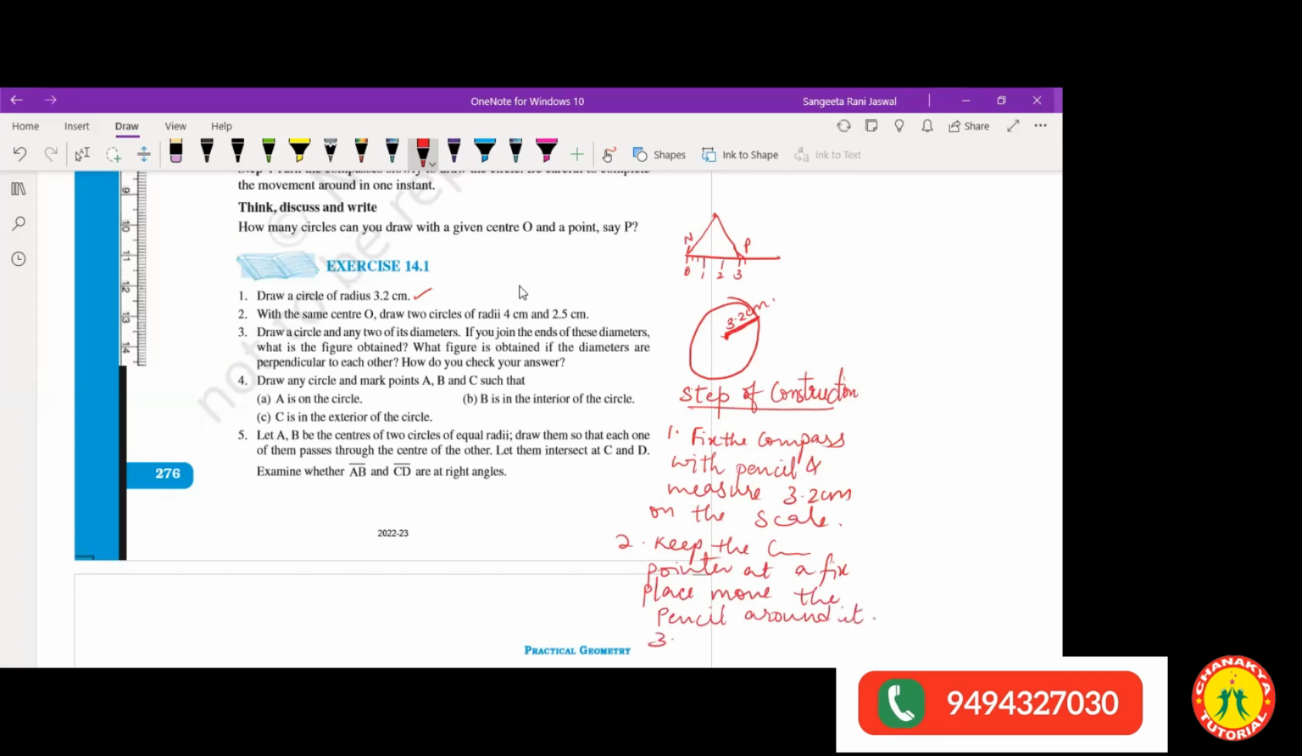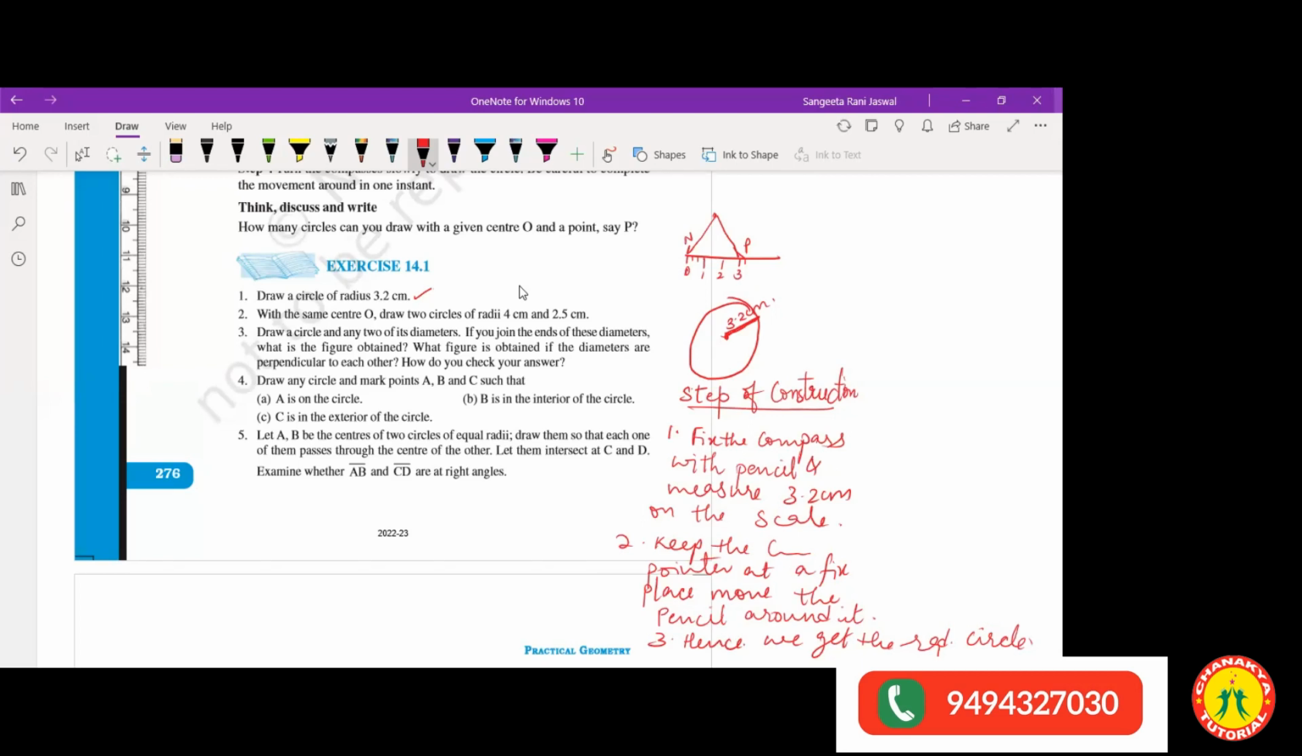Third step is that, hence we get the required circle. We get the required circle. You understood the steps now? Yes, ma'am. So these are the steps of construction.